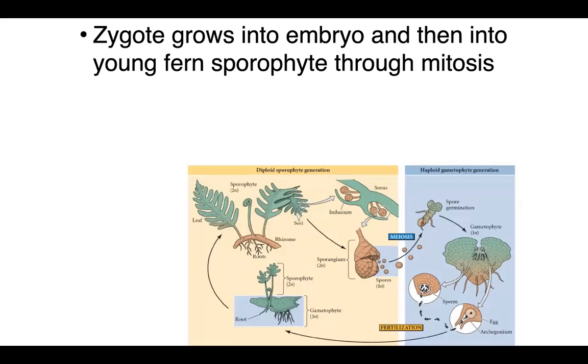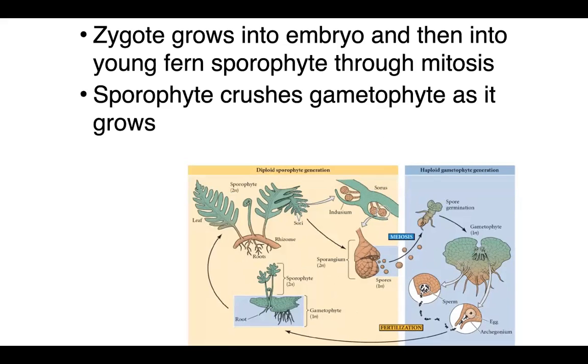Eventually, you will have the young sporophyte form. And here's another difference with moss. The fern sporophyte is the dominant stage. It is not dependent on the gametophyte for nourishment. It literally physically crushes the gametophyte to death as it grows. I mean, you've seen ferns. They're big plants. They're much bigger than 10 millimeters. So of course, the gametophyte is going to get crushed.